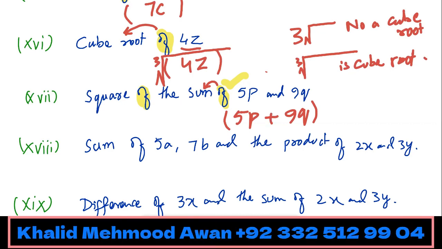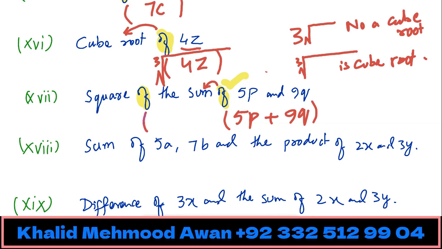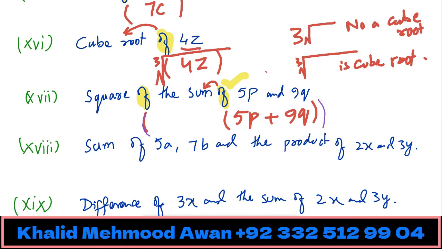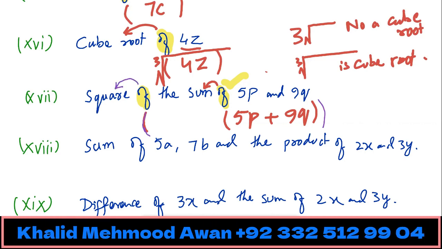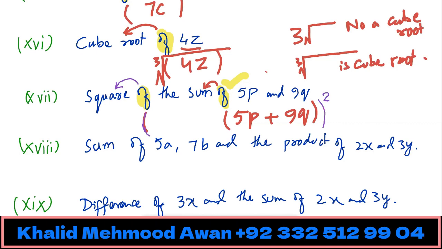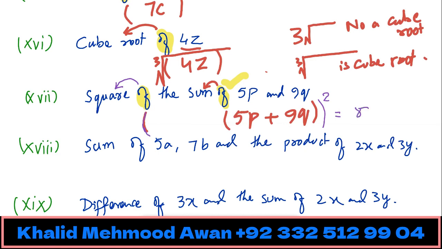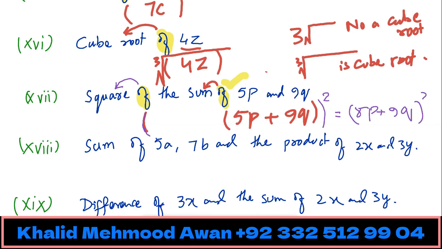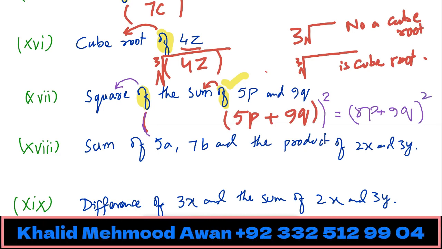Then there is another "of", so "of" means bracket, so we'll be putting a bracket here, and this bracket goes till the end of the statement. Before "of" there is the word square, so we'll be putting a square on it. We see that there is only a single term in the square, so we can remove the outer bracket. So we can say 5p plus 9q in a single bracket, and that is squared. So we can write it like this, or if there are two brackets, even this is acceptable, so there is no harm.